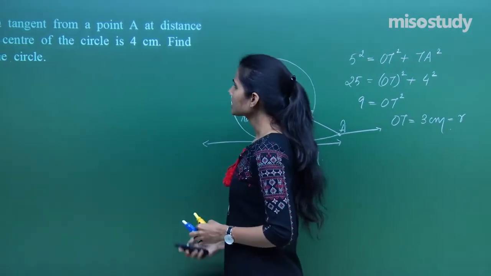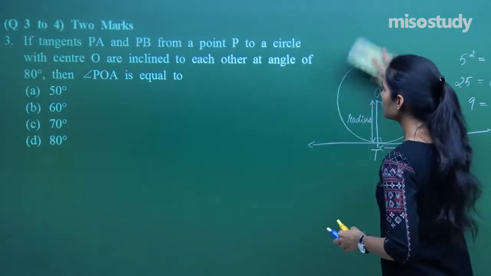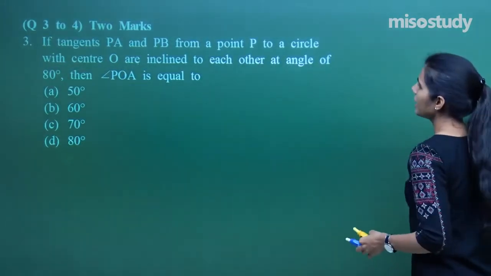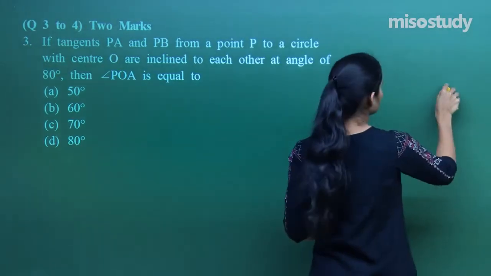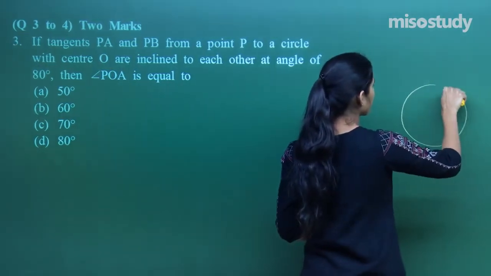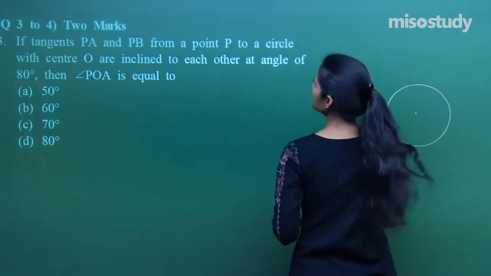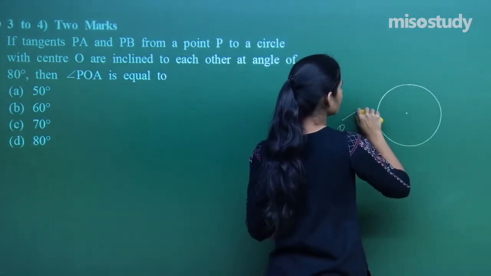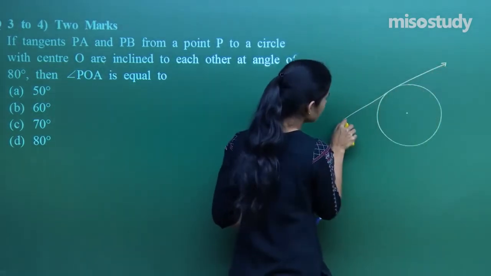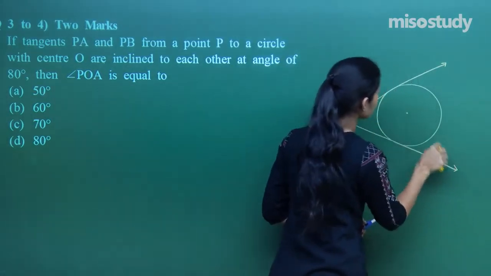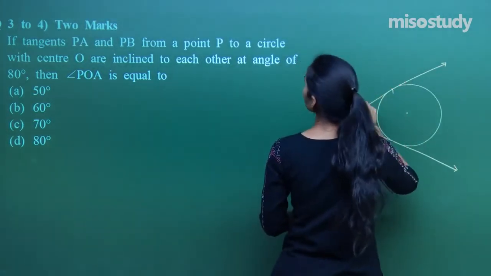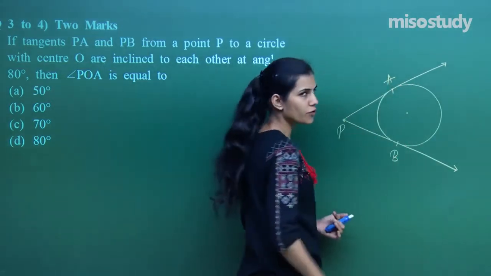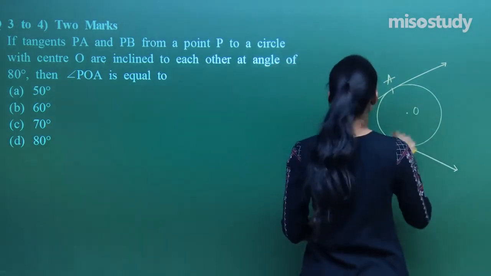Clear? Moving to the next question, it says that if two tangents are there from a point P to a circle with center O and they are inclined with each other at an angle of 80 degrees. So what is the situation? Say this is the circle centered at O. From an external point P, two tangents are drawn. One is this and one is this. Say this point is A and this point is B. So PA and PB are two tangents drawn from an external point P to the circle centered at O.